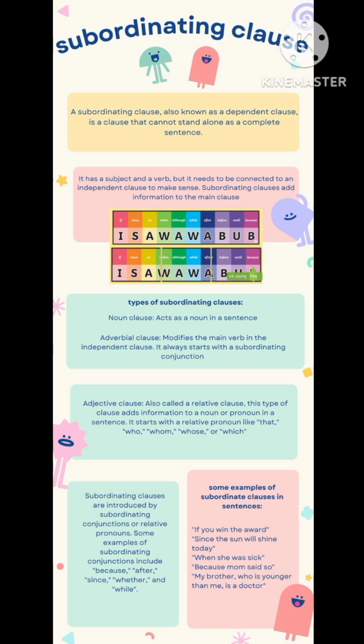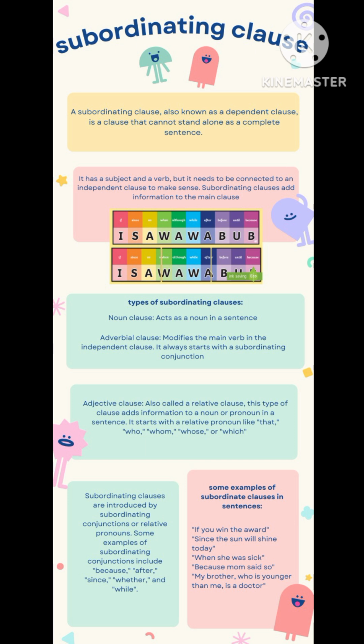Subordinating clauses add information to the main clause. It has a subject and verb, but it needs to be connected to an independent clause to make sense. To make sense, subordinating clauses add information to the main clause. Examples are if, since, as, when, while, after, before, until, because.